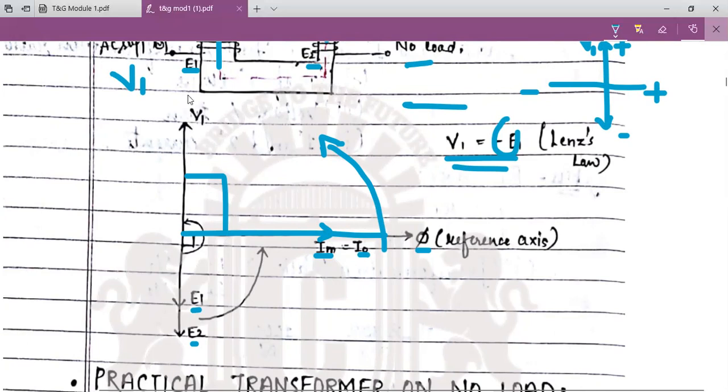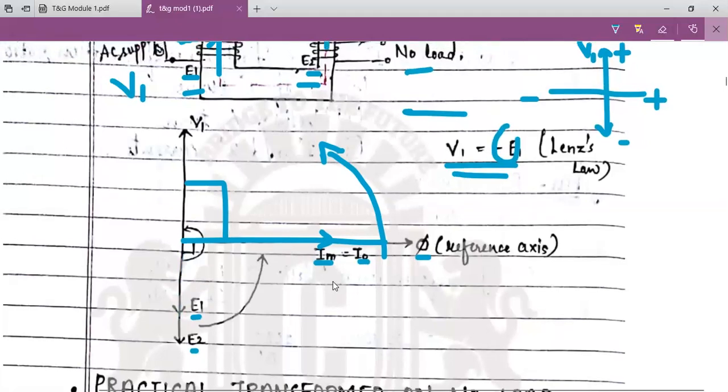As we know, E1 and E2 are in phase with each other, but opposite to V1 according to Lenz's law. And this is the phasor diagram for the ideal transformer. Any doubts, Vidhi? The E1 and E2, sir. It is opposite to V1. Yes. But how did we get E1 and E2 in the same line?